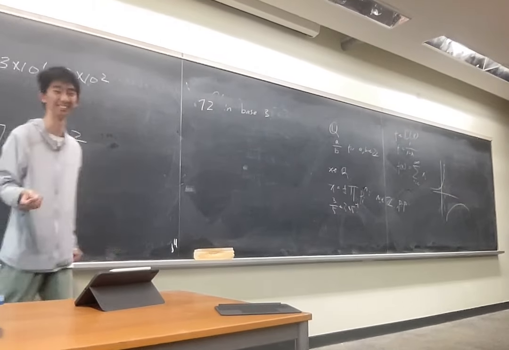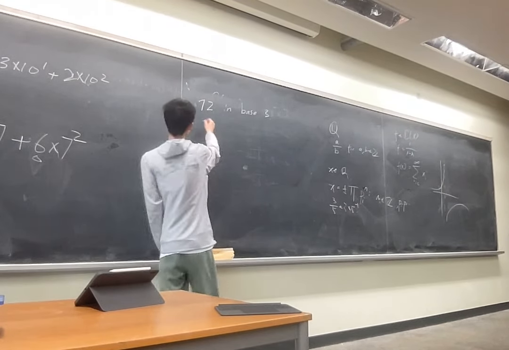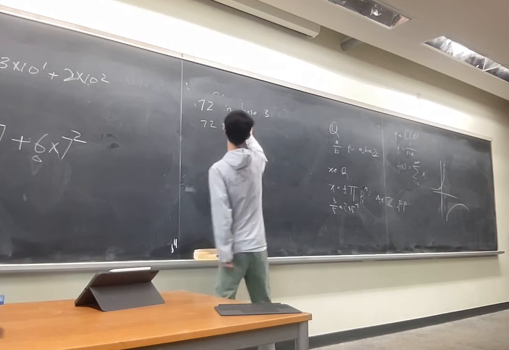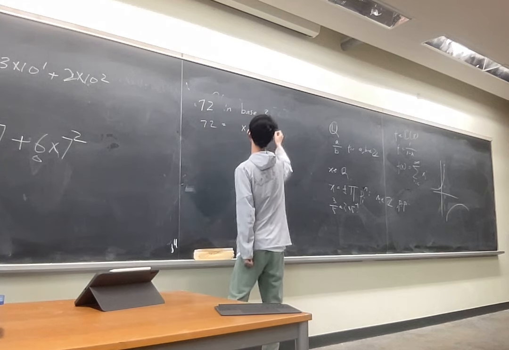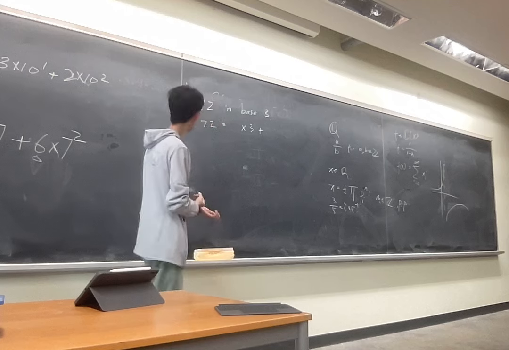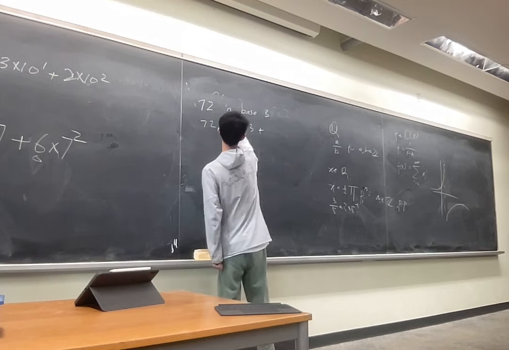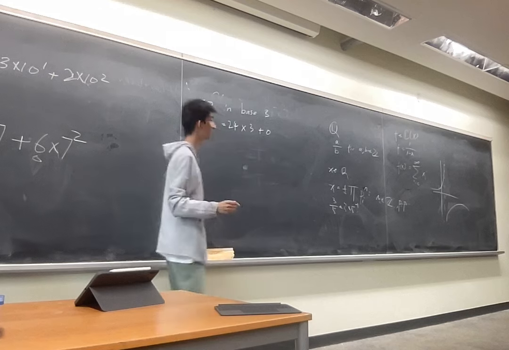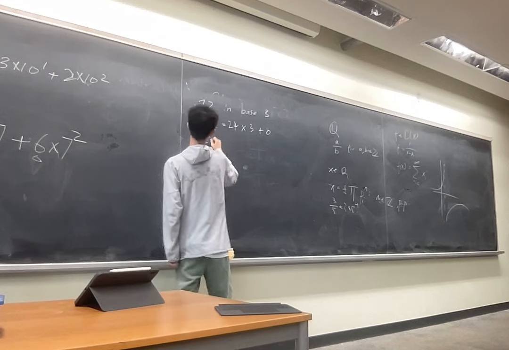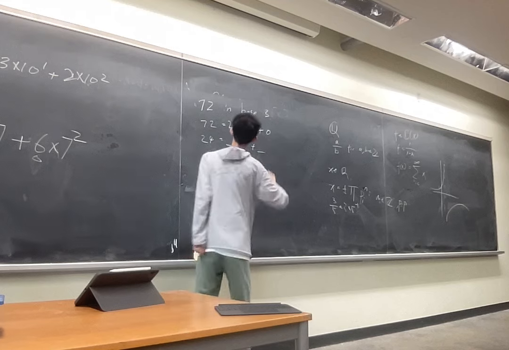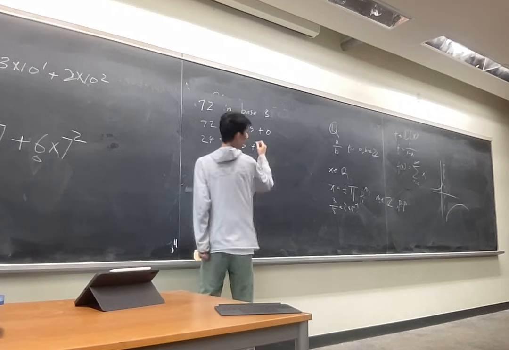We'll do long division, right? We'll do division with remainder. So 72 equals something times 3 plus something. 24, right? This is 0. And now we do 24 equals something times 3 plus something. So 8 times 3 plus 0, right?